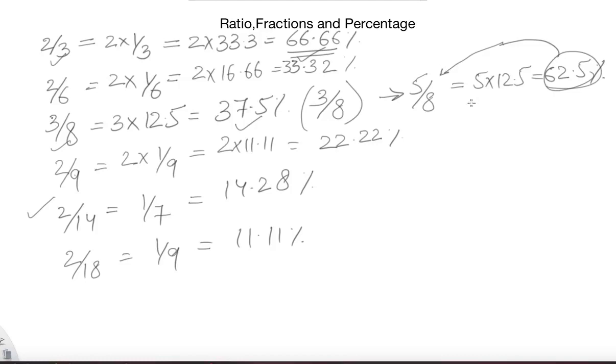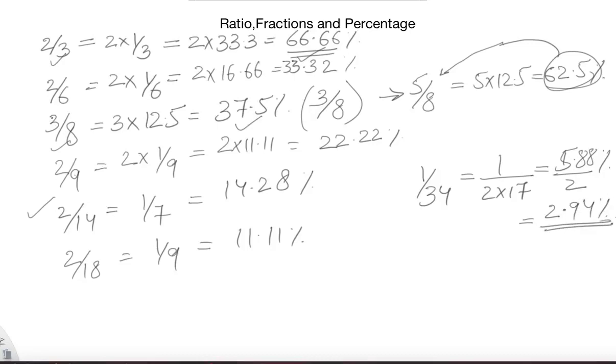So that's it, and we'll be using it thoroughly throughout our preparation in DIs, in arithmetic, everywhere possible. Hope this helps. Also try to find various other fractions. Suppose we need to find 1 by 34. How much does it make? What we'll do is, it is 2 into 1 by 17, and 1 by 17 is 5.88. So it is nothing but 5.88 divided by 2 into percent. Make sure you have written percent over here, and this is 2.94%.